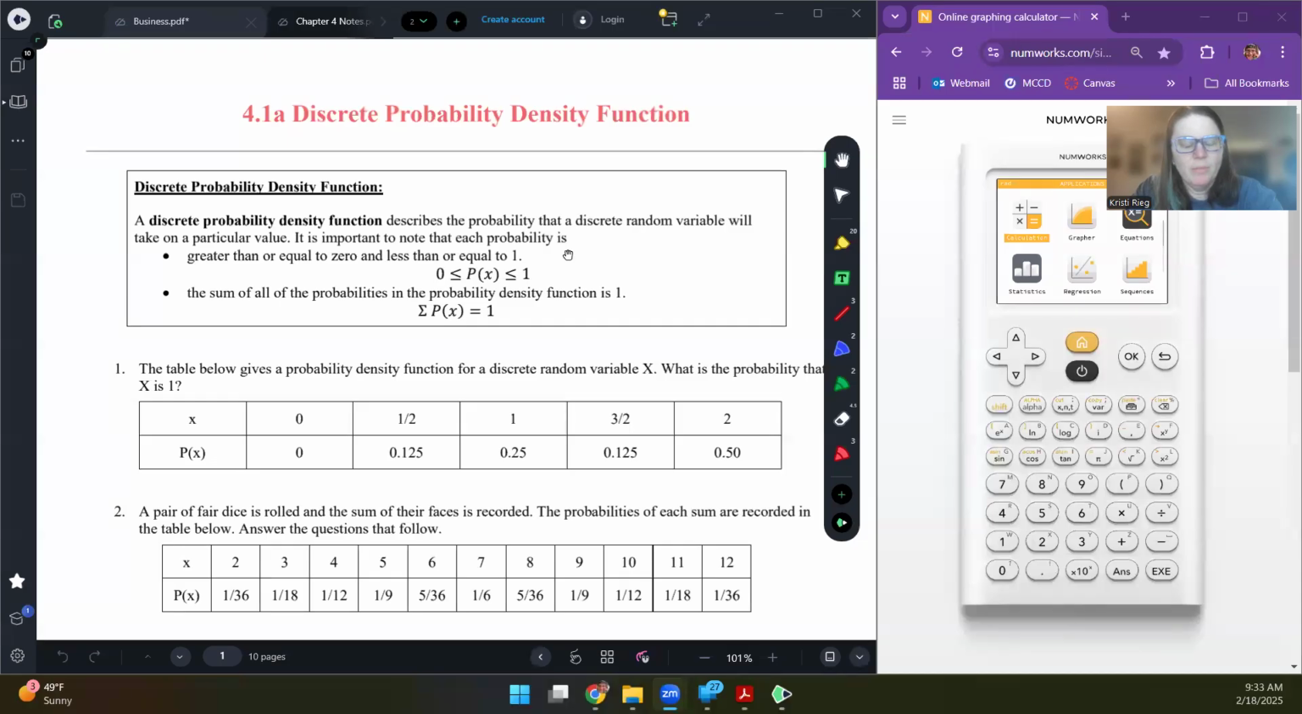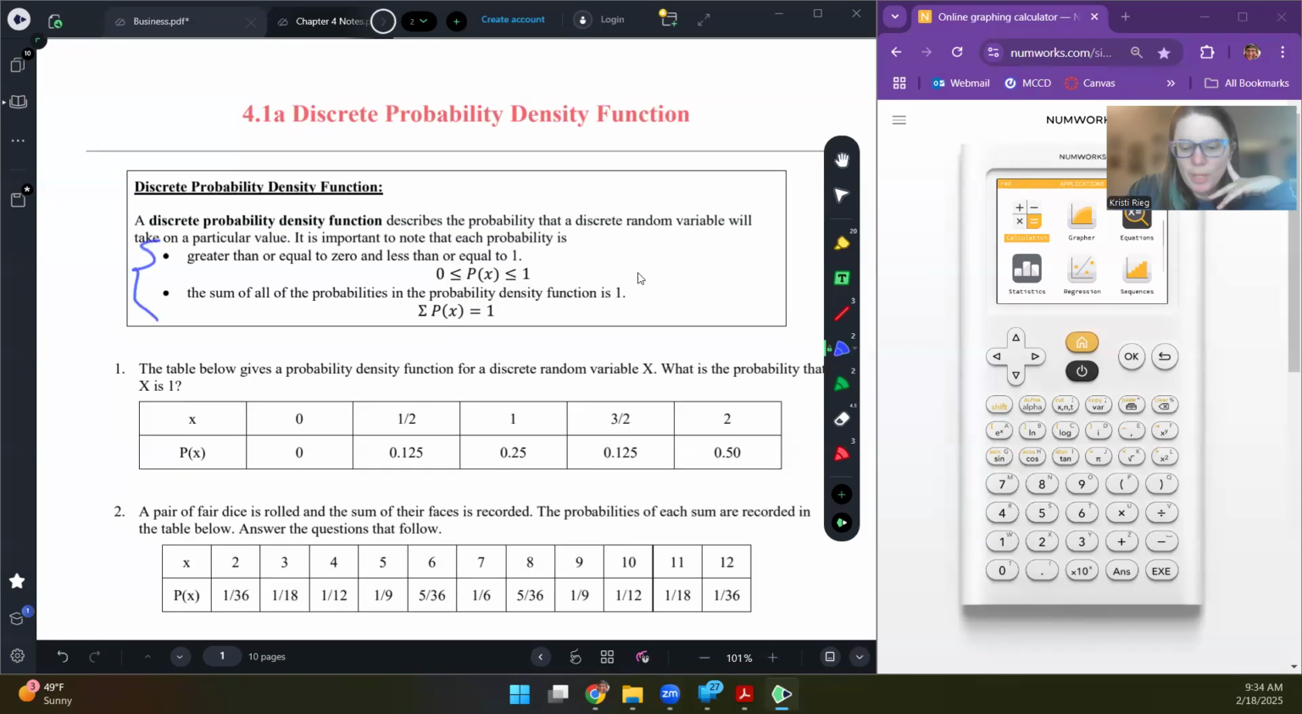All right, so we have 4.1a and a discrete probability density function. You're going to notice right off the bat it has the same rules as the probability we've been talking about. Each individual probability is between 0 and 1, and the sum of all the probabilities is equal to 1. I always say this is super important, but it is. Every time we add a new layer, we always come back to these rules. You have to know both of them, because if you're not following one of them, it's going to mess up the problem.